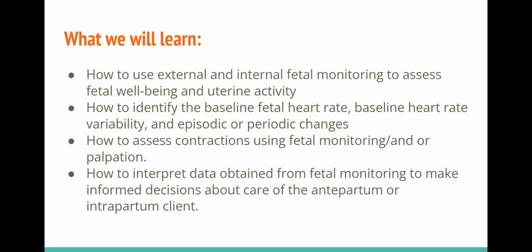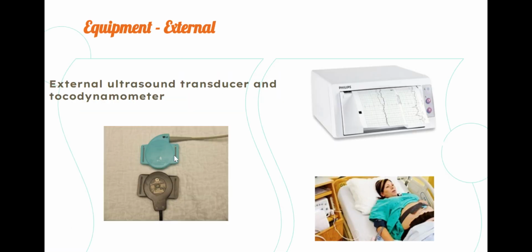So we'll learn how to use external and internal fetal monitoring to assess fetal well being and uterine activity. We will learn how to identify the baseline fetal heart rate, baseline heart rate variability, and episodic or periodic changes to the heart rate. We will learn how to assess contractions or uterine activity using a combination of fetal monitoring and palpation. And we will learn how to interpret the data we obtain from fetal monitoring to make informed decisions about the care of the antepartum or intrapartum client.